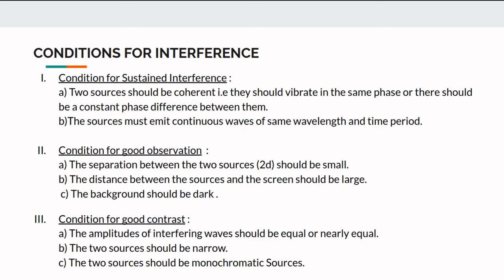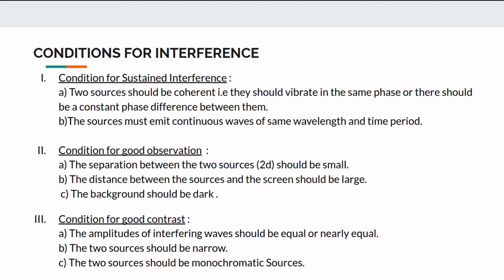That means the dark band is perfectly dark and the intensity of the bright band is high, it is perfectly bright. Then we can observe the contrast between bright and dark bands. Therefore, in order to get good contrast between bright and dark fringes, the amplitudes of the interfering waves should be equal or nearly equal. Then only the dark band has 0 intensity and bright band has maximum intensity. Then we can differentiate bright and dark bands.